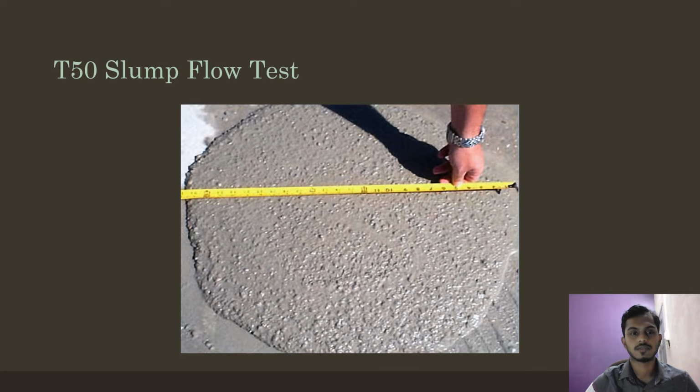It's called the T50 slump flow test. In the T50 centimeter test, they measure the width of the concrete spread. If it is under 50 centimeter, it is probably not SCC. If it is accurate at 50 centimeter, it is called SCC and is approved by the engineer.